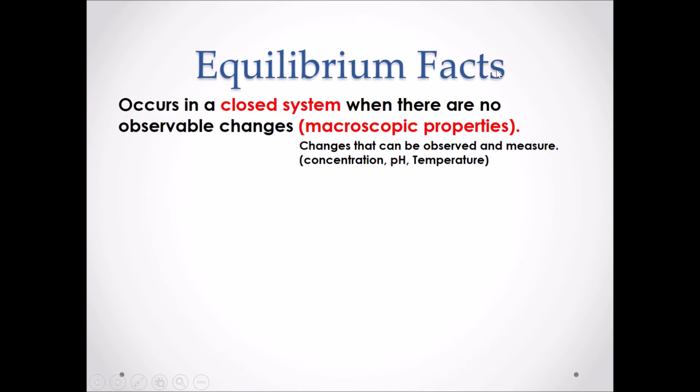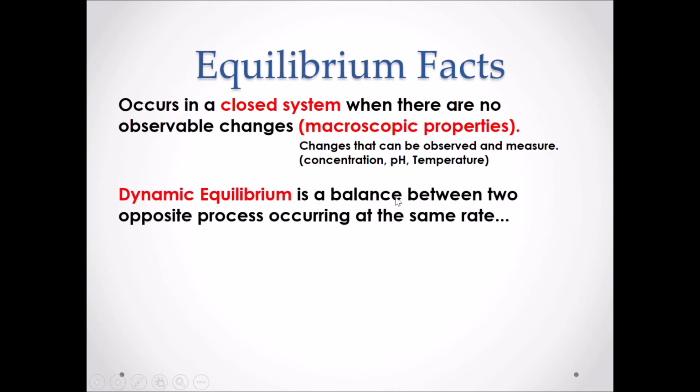Equilibrium facts. Equilibrium occurs in a closed system when there are no observable changes. That means the macroscopic properties remain constant. These are large-scale properties that we can observe and measure. For example, concentration, pH, and temperature. At equilibrium, these properties will never change.